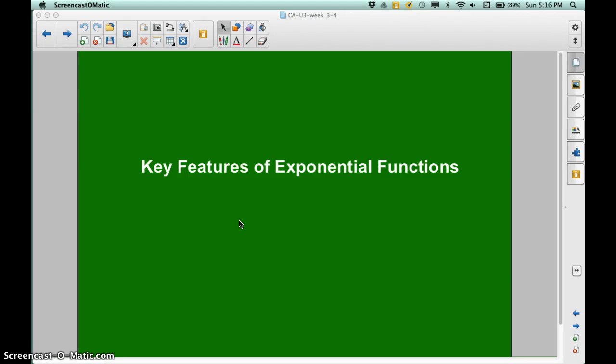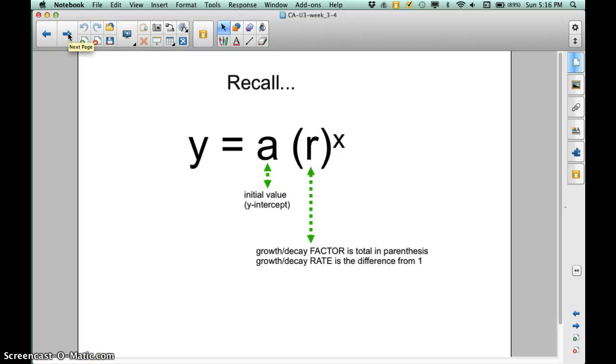This video is on key features of exponential functions. First, recall the parent equation for an exponential function, y equals a times r to the power of x. Remember that any letters could be used in place of a and r, but these are commonly used, where a, the number in front of a base raised to an exponent, is the initial value, or the y-intercept. And r is the growth or decay factor.